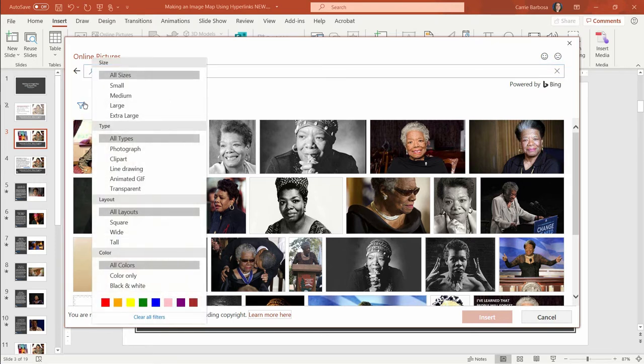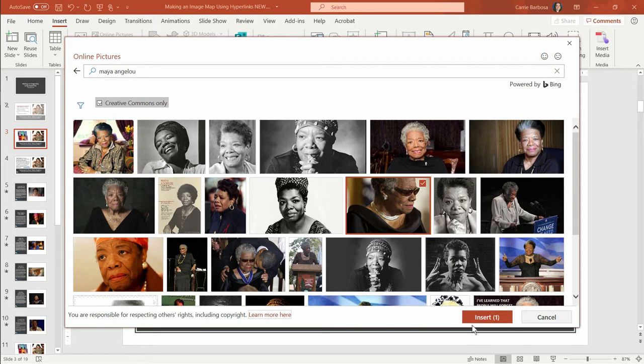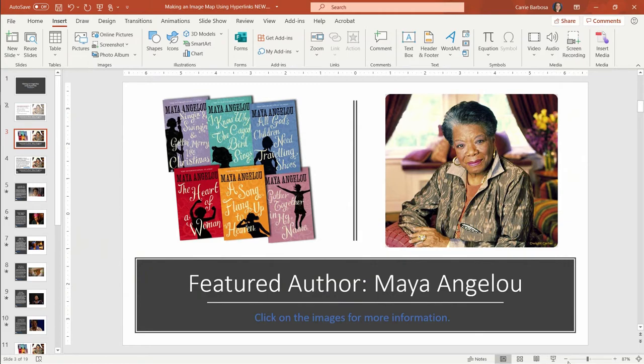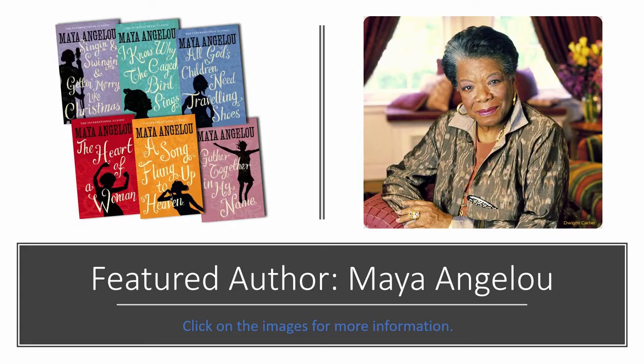You can filter the items by the size of the picture, whether you want a photograph, whether you want it to be square or wide or tall, maybe you want it only in black and white. In other instances, you might want clip art or other items. So if you wanted to insert that, you would just select the picture and you would hit insert and it would go into your presentation. I've already done that, but I want to show you here is what it looks like.